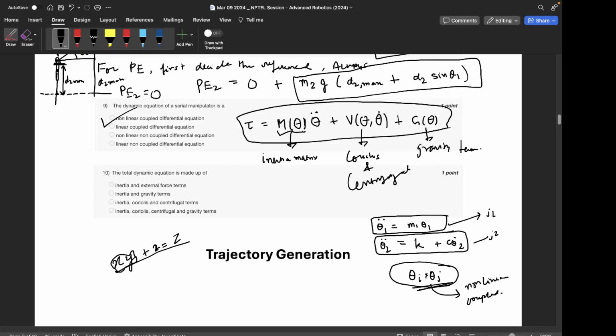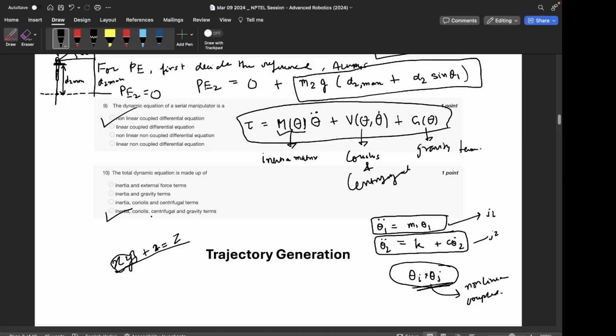And finally, the last question says the total dynamic equation is made up of, and we are already discussing that. It's the inertia, Coriolis, centrifugal, and gravity terms. Whenever you read inertial effects or inertia terms, it's to do with the mass times acceleration term, mass times the double derivative terms. That's the inertial term. The second term, as I mentioned, involves the Coriolis and centrifugal effect. And the third component is the torques or forces that come due to gravity.